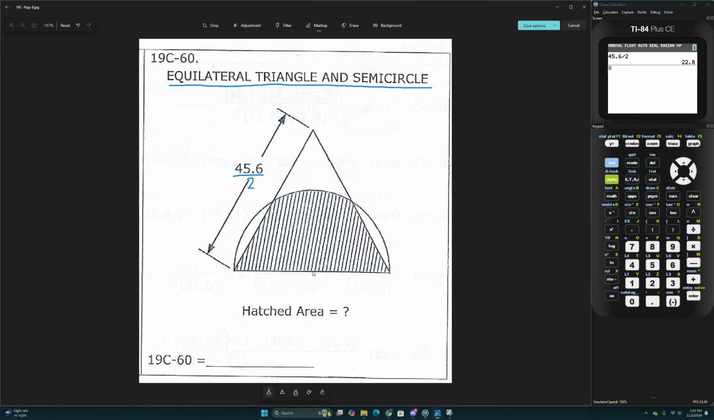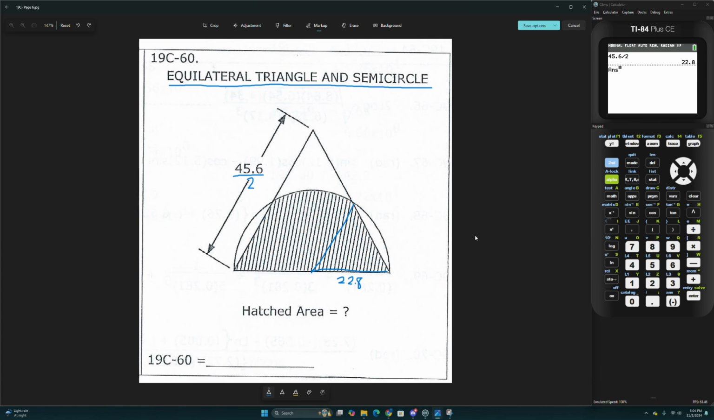So the radius of this is 22.8, which we can use to make a sector. 22.8 is the radius of the semicircle, right? So first of all, we're going to figure out the area of this whole semicircle, including these end parts, and then we're going to subtract them.